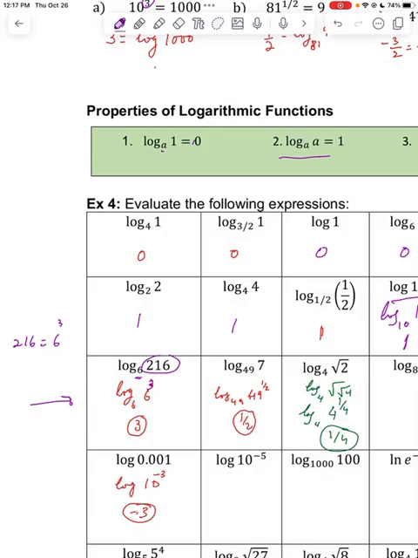Okay, same next one, log base 49 of 7. Now we know that 49 is 7 square, but remember we are trying to write the number as a power of the base, not the base as a power of the number. So I'm trying to write this number as some power of the base. So base is 49. When we take the square root of 49, we get 7. So which means 7 can be written as 49 raised to 1/2. So now applying the property, we get 1/2.